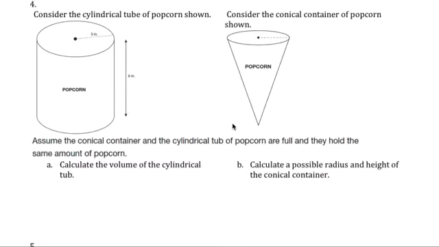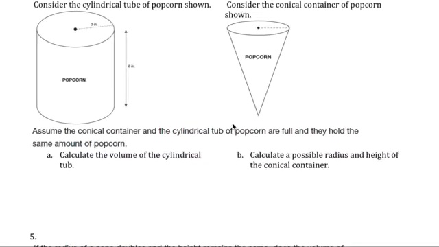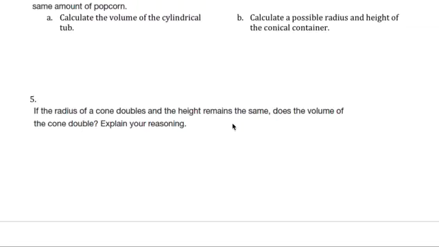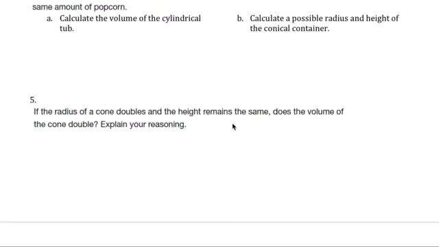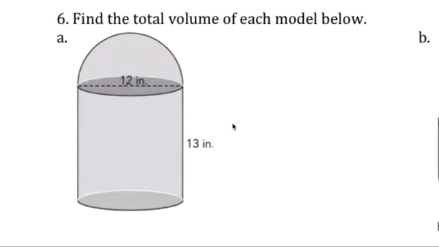4 we did in class. 5 we did in class. 6, we did B in class, so you need to do A. So this is, and I went over how to do it.